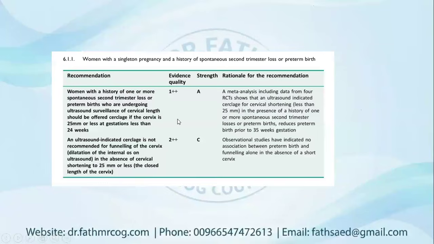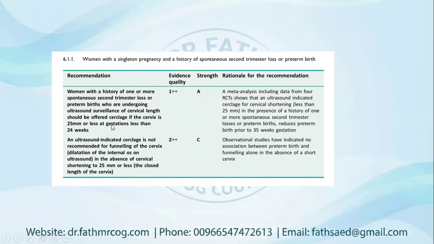This is the one: a woman with a singleton pregnancy and a history of spontaneous second trimester loss or preterm birth, because she had no more than 3. A woman with a history of one or more spontaneous second trimester losses, like our question here. If the patient has had one or more, that means I will not do elective cerclage immediately. Or preterm birth, who are undergoing ultrasound surveillance of cervical length, will be offered cerclage if the cervix becomes less than 25 millimeters at less than 24 weeks of gestation.